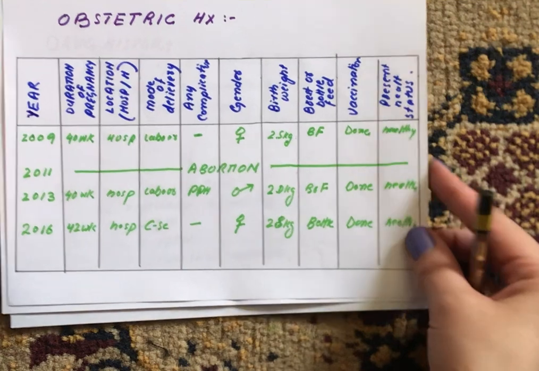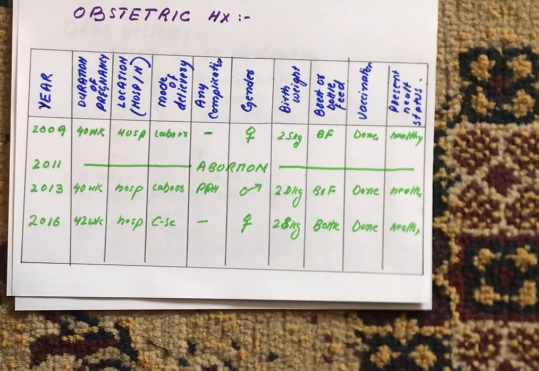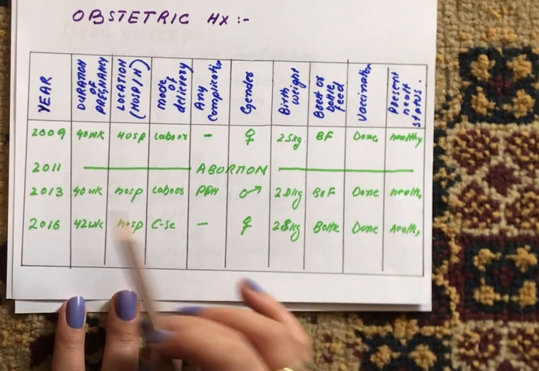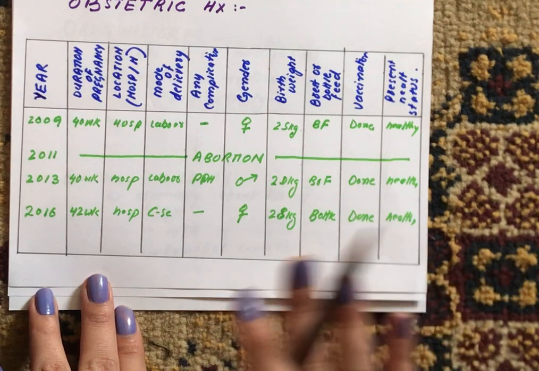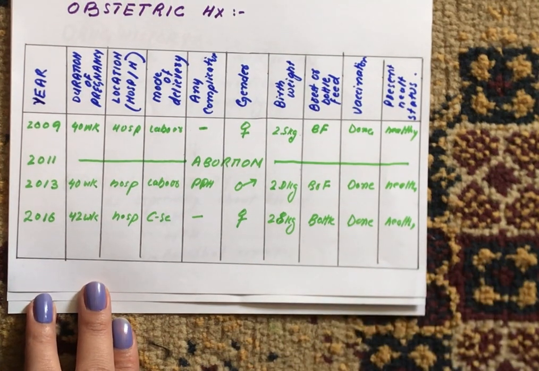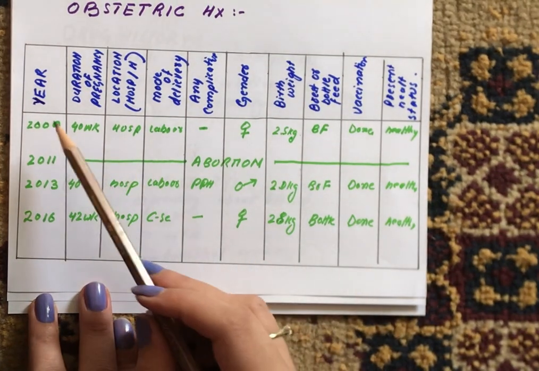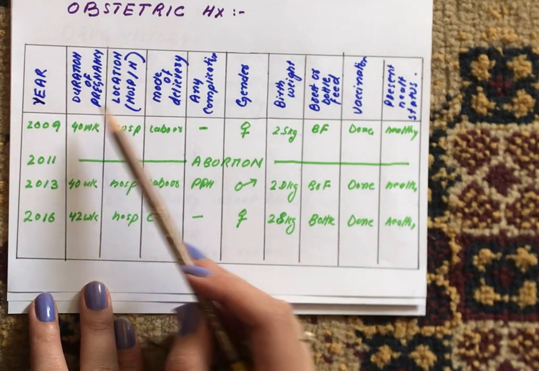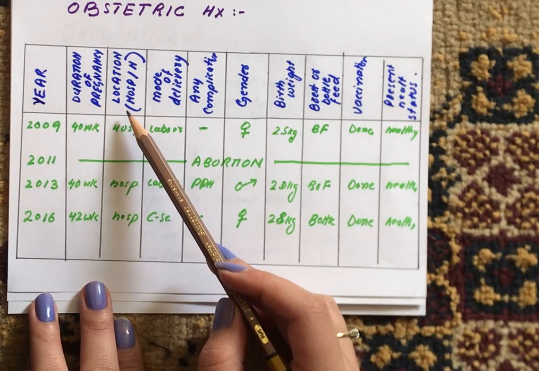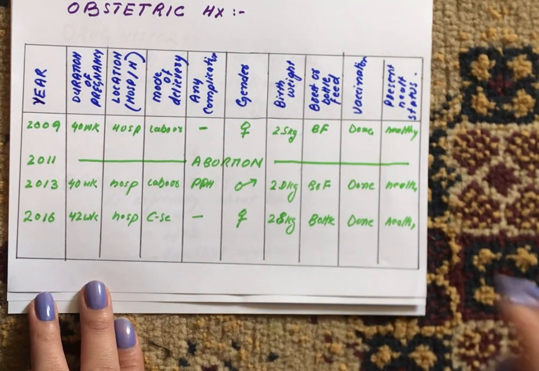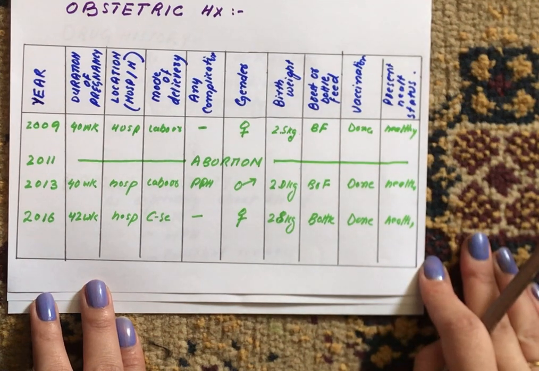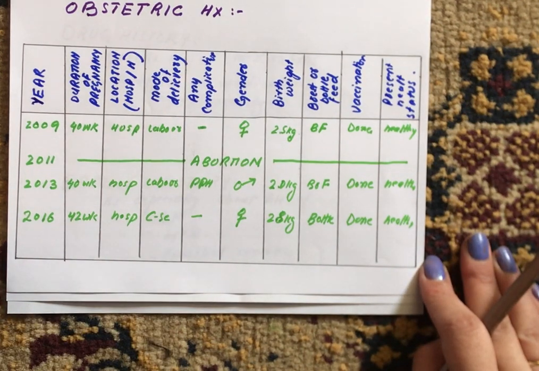Now, obstetric history is not that important in gynecological history. So if you make this table and ask these questions, this is more than enough in your gynecological history. Year, duration of pregnancy, location, was the child delivered in the hospital or at home, mode of delivery, any complication, gender, birth weight, breastfed or bottle fed, vaccination, and present health status.